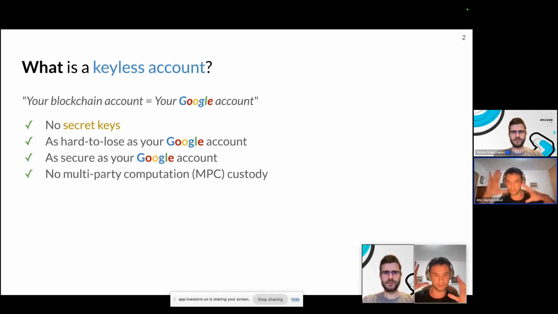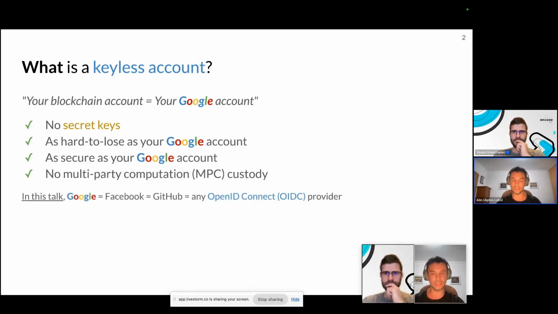So we don't have 5 servers somewhere that actually store a key for you. We have no such thing. It's just you, Google, and the blockchain. And again, in this talk, when I say Google, I'm really going to mean any OpenID Connect provider, but I'm going to use Google as a canonical example of that.